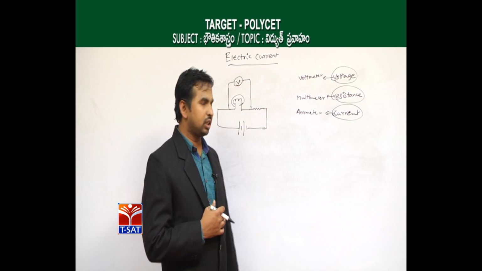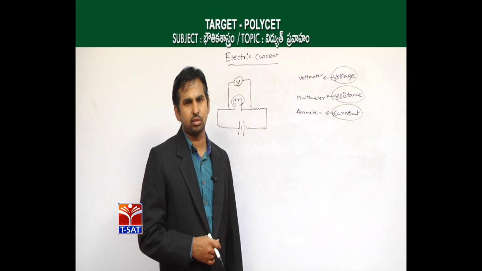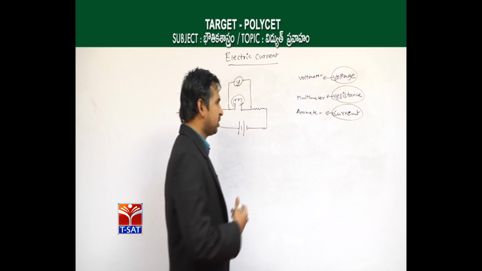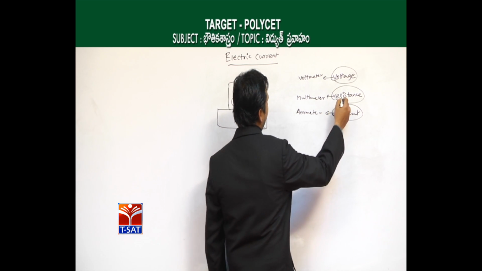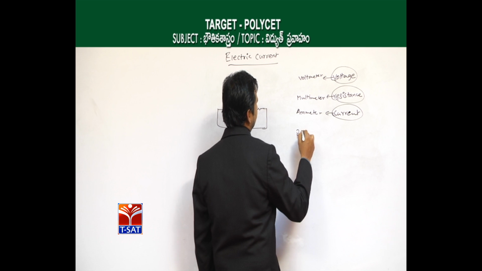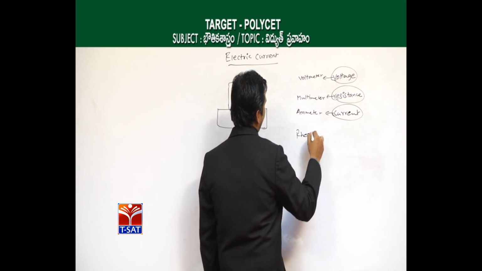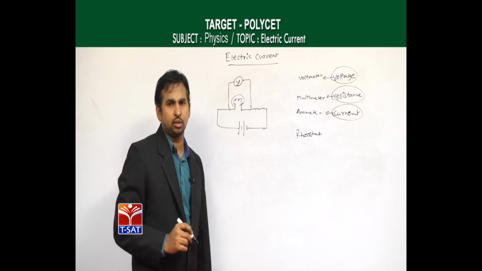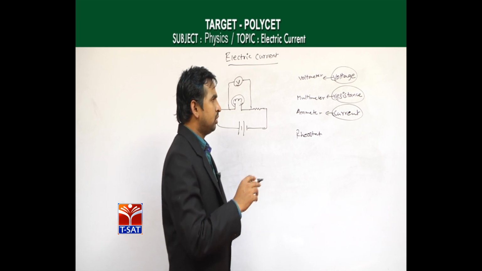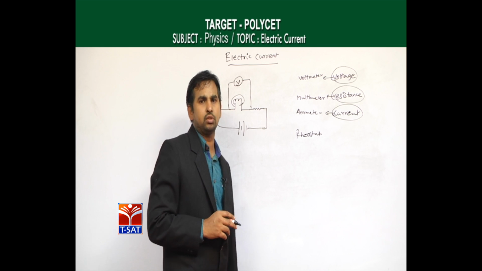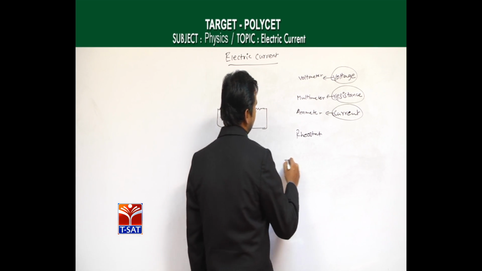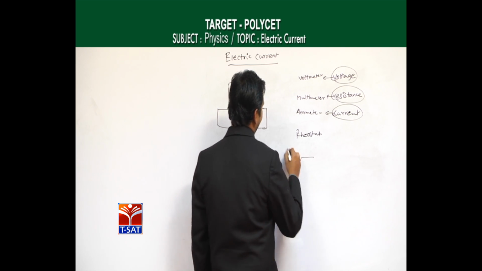And here one more thing: if you want to increase or decrease the resistance, meaning we want to change the resistance here, we use a separate component called a rheostat. The rheostat is used to change the resistance here. The symbol for this rheostat is like this.